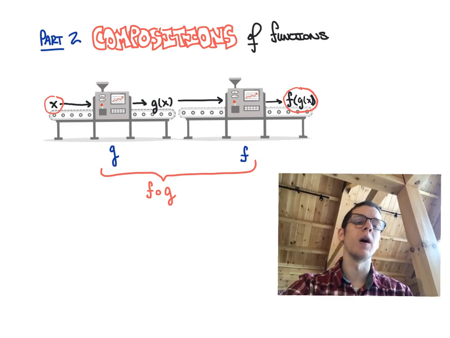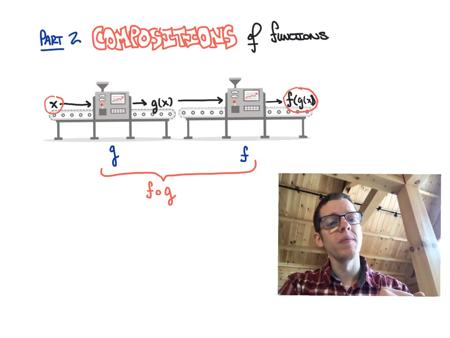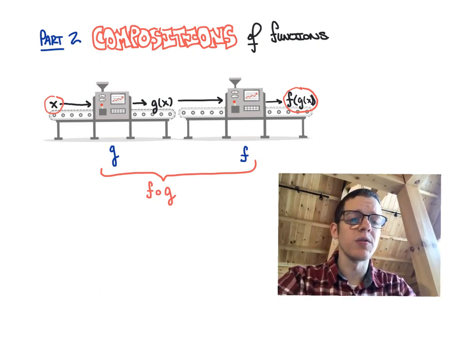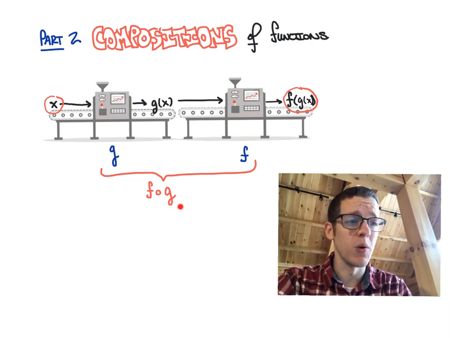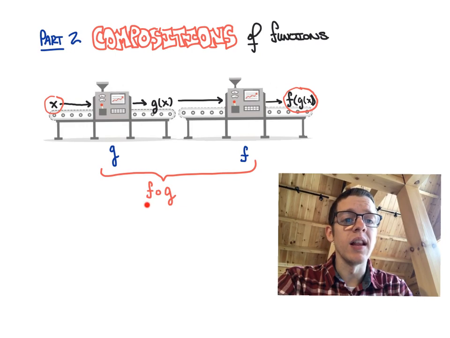Now you might say, well, why not g of f? Well, you're always going to read this from right to left. So the first function that it goes through is going to be the rightmost function, and the last function it goes through will be the leftmost function. So if it goes through g first, you want to put the g on the right. If it goes through f last, you put the f on the left.